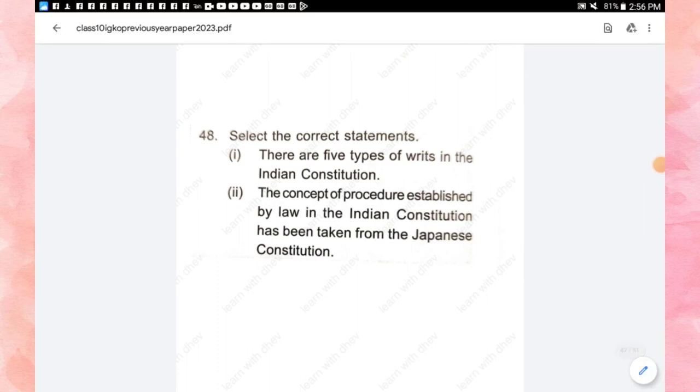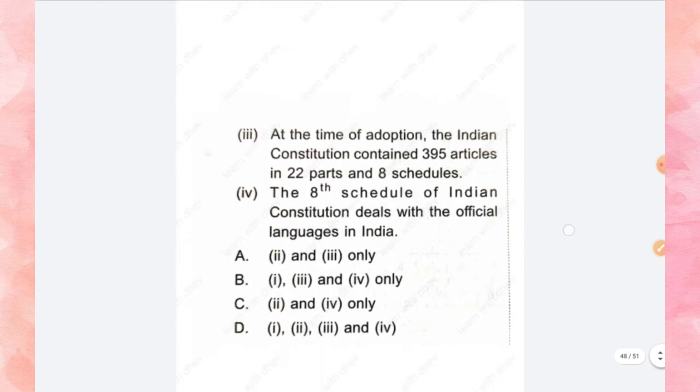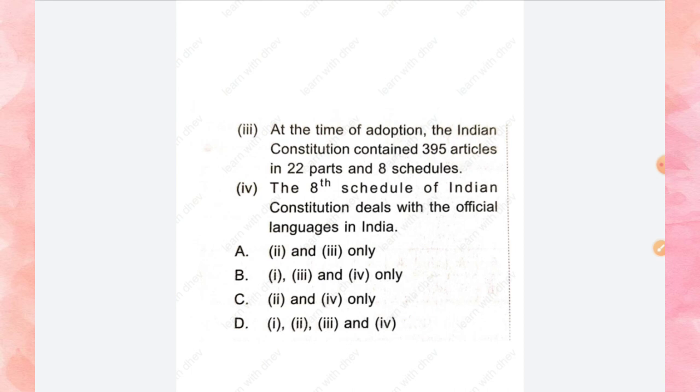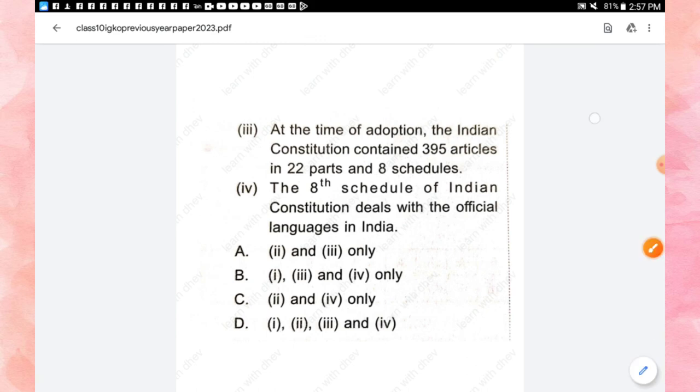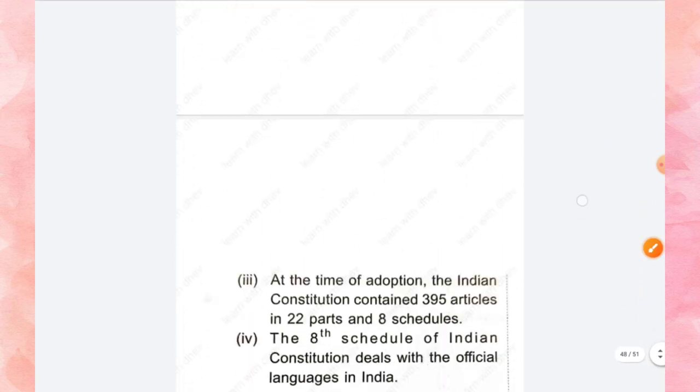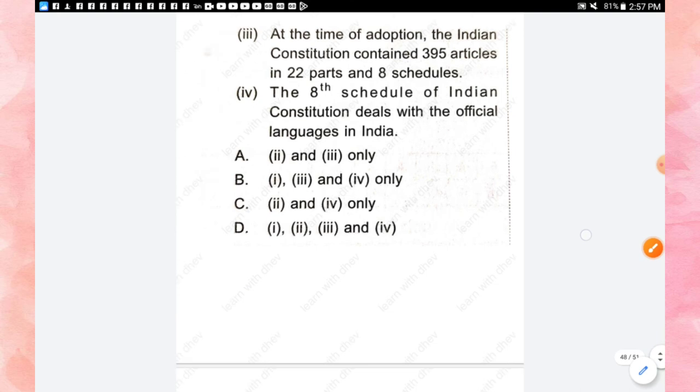Question number 48, select the correct statement. There are 5 types of writs in the Indian Constitution. The concept of procedure established by law in the Indian Constitution has been taken from the Japanese Constitution. Statement 3 is, at the time of adoption, the Indian Constitution contained 395 articles in 22 parts and 8 schedules. The last statement is, the 8th Schedule of the Indian Constitution deals with the official languages in India. So the question is, select the correct statement, right? So finally, all the given statements are correct here. So option D is the right answer.